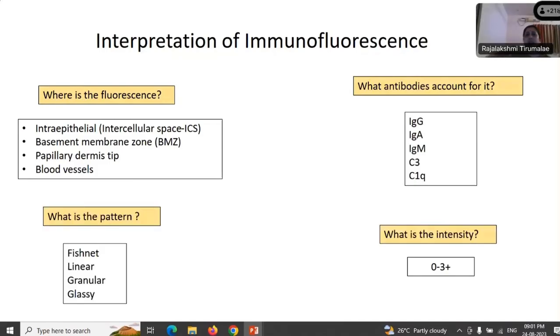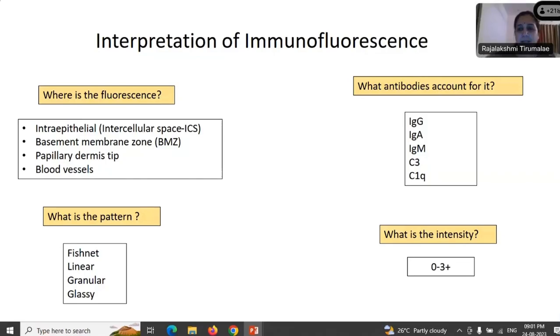So it is good to do DIF if you have the facility. It is not necessary that you must do it in all cases, right? Because ours is a teaching hospital, we end up getting immunofluorescence even in classical cases. But in practice, it is not necessary to do it in every case.